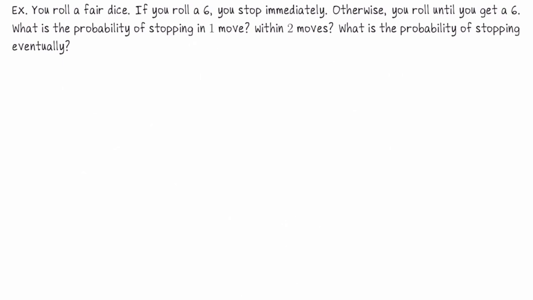Okay, let's go through those steps for this problem. You roll a fair dice. If you roll a 6, the game is over, you stop. If you roll 1, 2, 3, 4, 5, you roll again, and you keep doing this until you land on 6. What's the probability of stopping in one move? Within 2 moves, so 1 or 2 moves? Then what's the probability of stopping eventually? So long term, do we expect that we're going to roll this dice forever? Obviously the answer is no, but we'll look at the matrix.